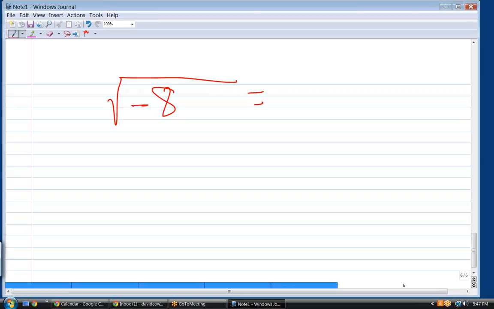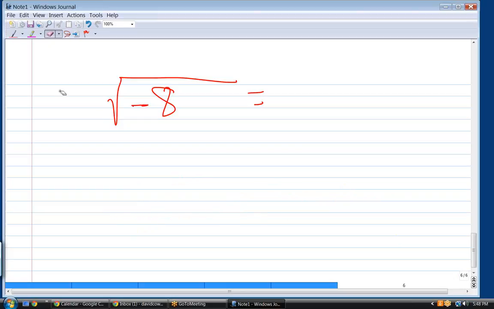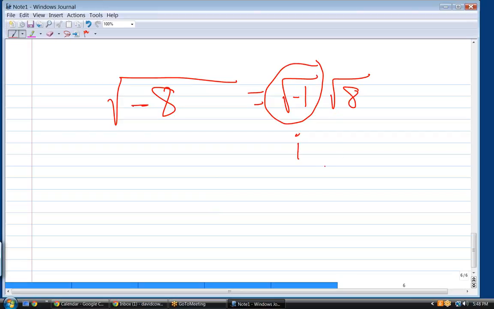Okay. The very first step is always take out the negative 1. In other words, when I say the square root of AB, that's always the square root of A times the square root of B. That's an important principle. So the first thing I want to do is take out the negative 1. Well, what's that leave? Square root of 8. And I know what that is. Oh, that's i. What's the square root of 8 simplified to?